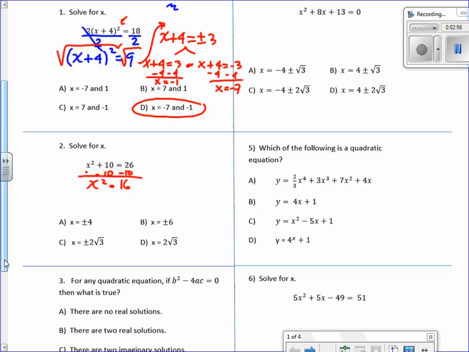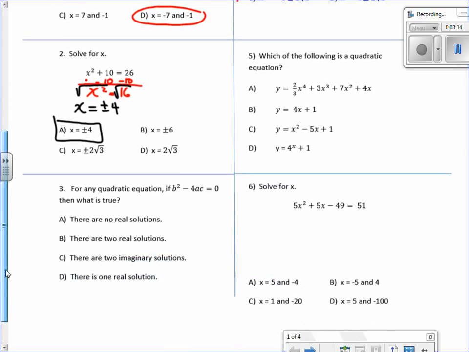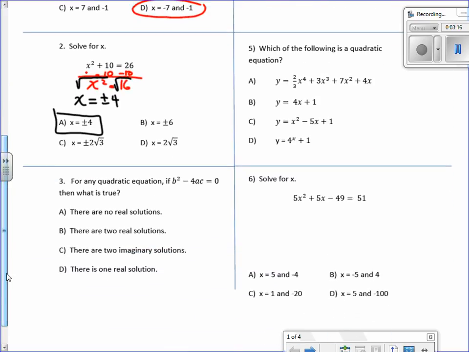Wow, this is so nice. We have perfect squares. So I'm going to take the square root of both sides so that I can get rid of that square term right there. That leaves me with x equals, remember when we take the square root of a number, we always have that plus or minus. x = ±4. Easy peasy lemon squeezy.